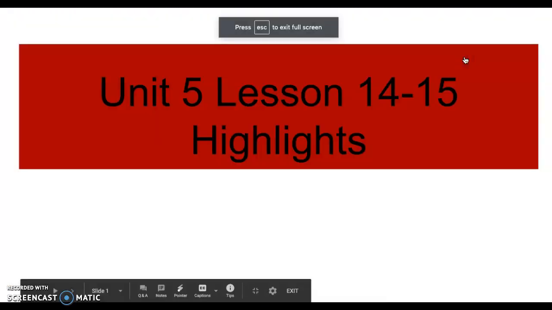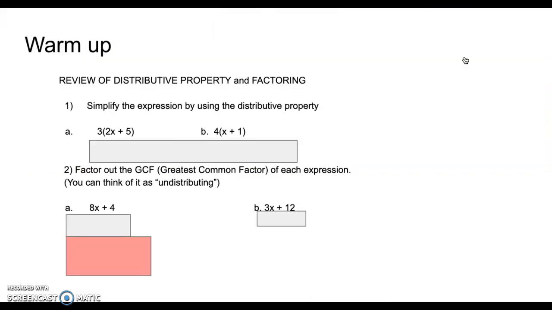All right, so this is going to be kind of the highlights of Unit 5, Lesson 14 and 15. We're going to just do a little review about the distributive property. So if I wanted you to simplify the expressions using the distributive property, I think you guys are all pretty good with this. 3 times the quantity 2x plus 5 and 4 times the quantity x plus 1 would give you 6x plus 15 and 4x plus 4.